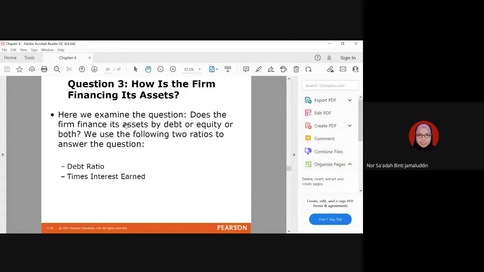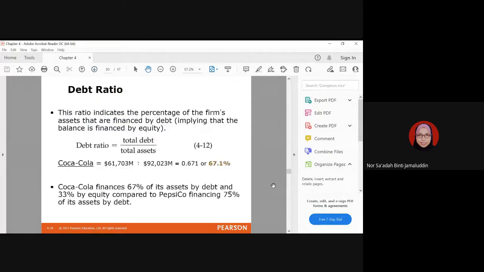Is the firm financing its assets with debt or equity or both, through loans and so on? Okay, the ratios that relate are the debt ratio and times interest earned. Starting with the debt ratio, this is the formula. This ratio indicates the percentage of the firm's assets that are financed by debt. So the formula is total debt divided by total assets. We will get the answer.